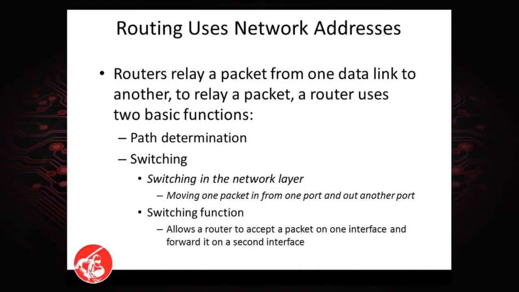So when we're hacking, we can hack an actual routing address. Routers relay packets from one data link to another. We call it path determination and switching. This is not switching like a switch, it's switching in the network layer, which means we take it in one port and out the other. It allows a router to accept a packet at one interface and forward on a second interface. If any of you ever configured an actual multi-homed or two-network-card computer, you know it won't send network traffic from one interface to the other interface until you turn on IP routing. And that's why you have to turn on traffic forwarding, because of the switching function of routers.